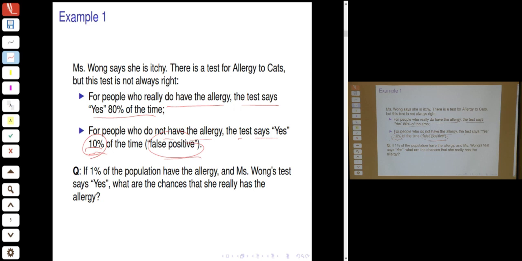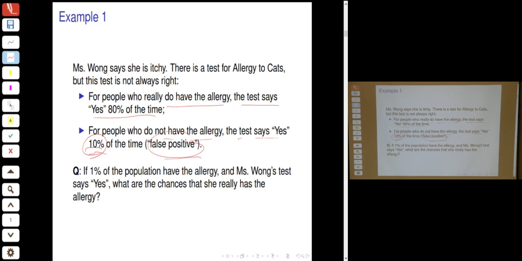If 1% of the population has the allergy and Miss Wong's test says yes, what are the chances that she really has the allergy? So basically what you have to rule out is a false positive, right? Since the test is saying yes, there can be two eventualities. It might be the case that Miss Wong actually has the allergy, and the test is detecting that allergy and therefore saying yes, which is the good case.